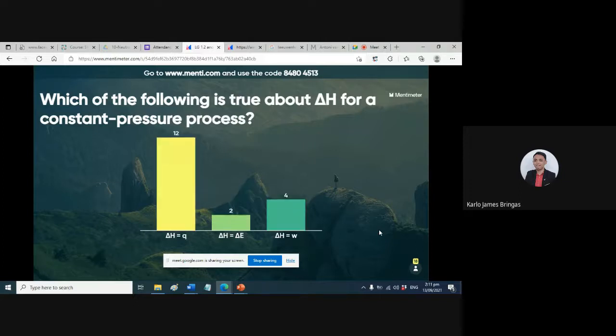Okay. So checking our answers now. The correct answer here is the first choice. Delta H, for a constant pressure process, is always equal to our Q. Okay, so good job on the 12 people who got the correct answer.